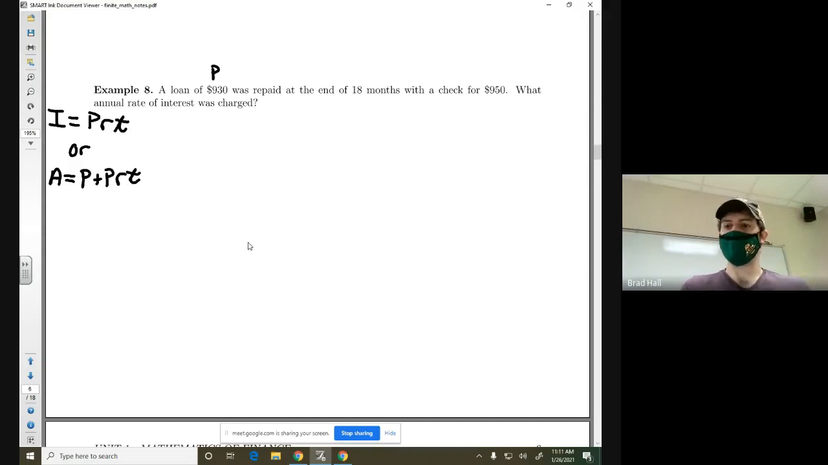A loan of $930 was repaid at the end of 18 months. That'll represent time with some conversion. We'll worry about that later. With a check for $950. Now, $950 could be the interest or it could be the final amount. Does anyone have any guess what that may be? Well, the $950, what you got, that's going to be the final amount.